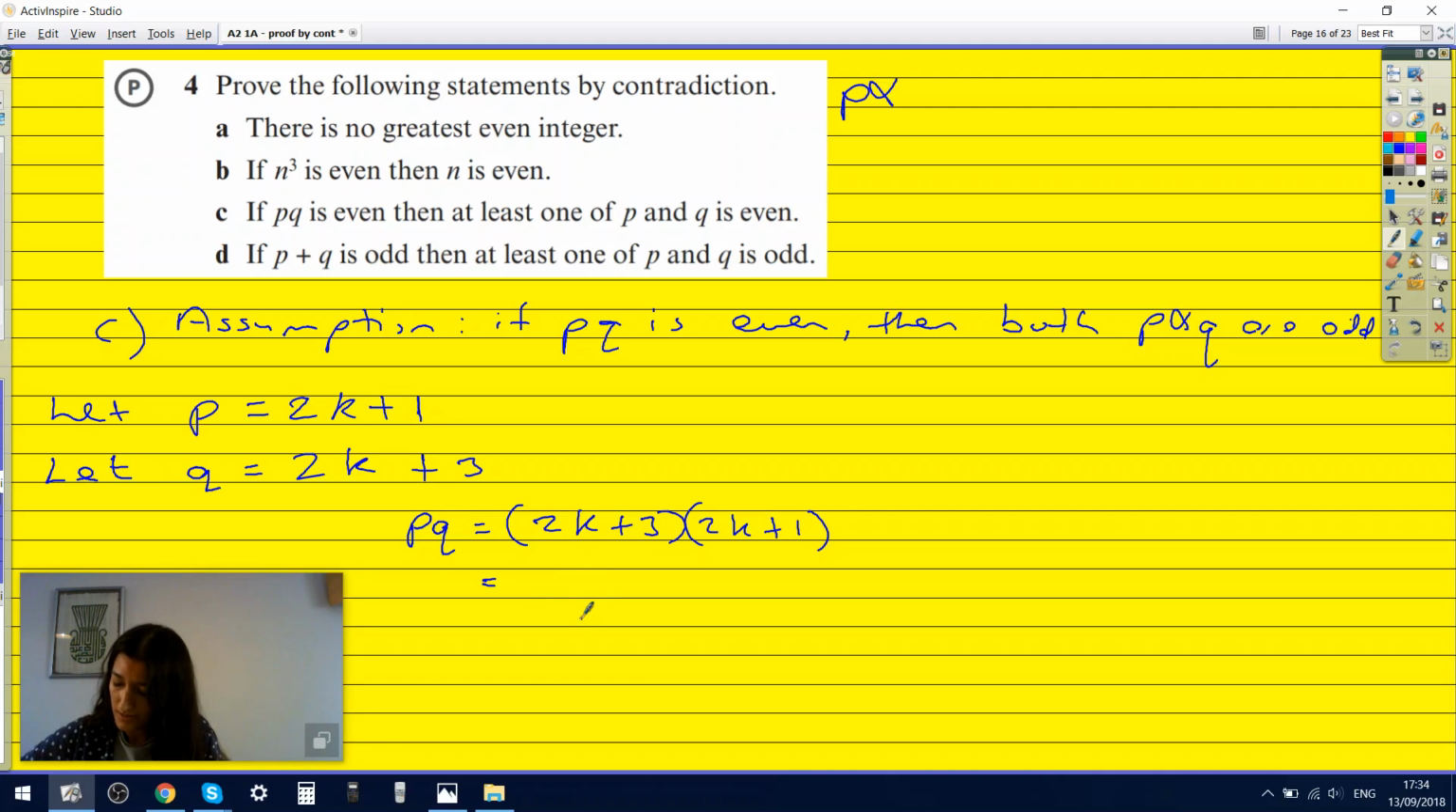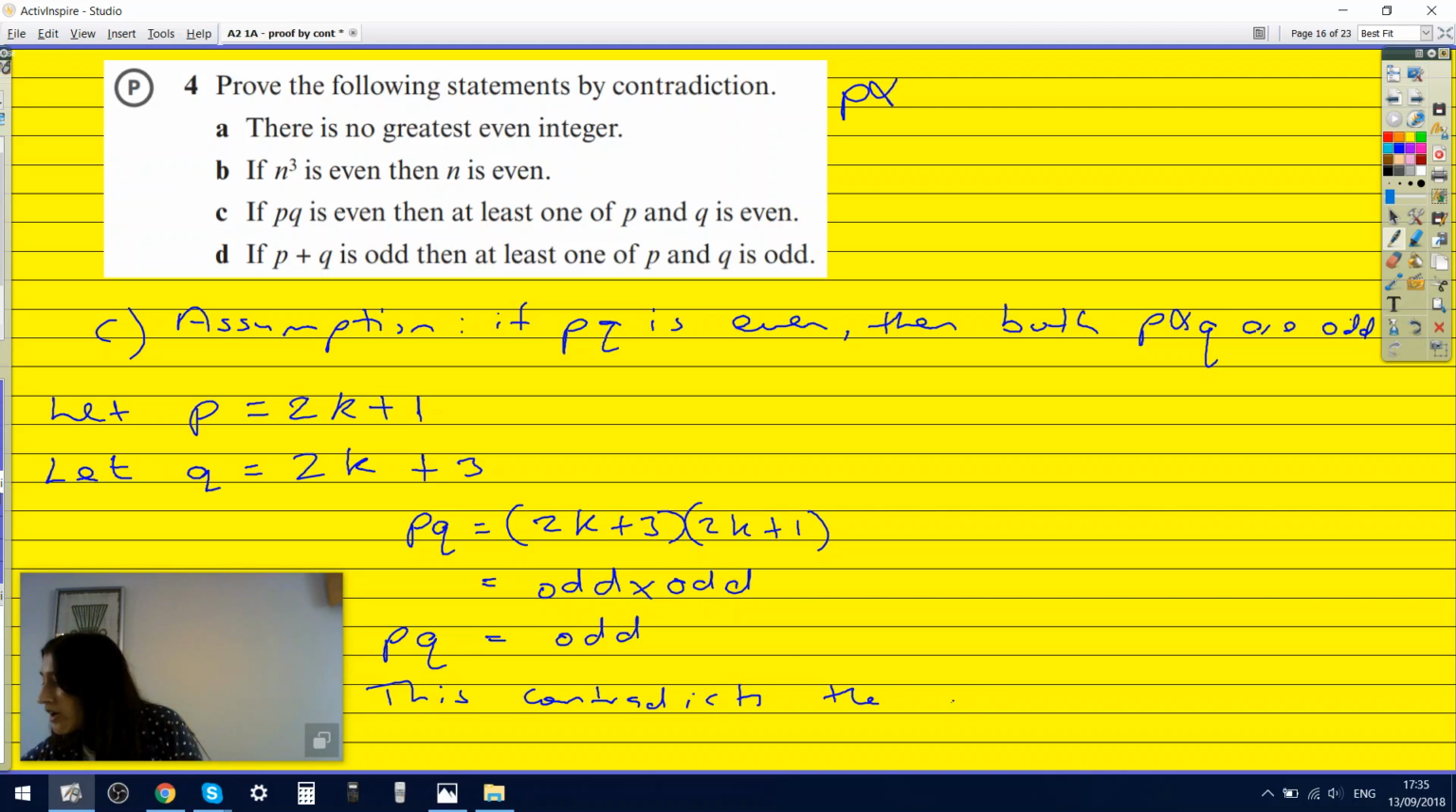Shall we just expand that first? I don't think we even really need to, do we? What is odd times odd? Odd. Yep. Equals odd. So that means PQ is odd? Yeah. Which is a contradiction. This contradicts the assumption. Therefore, if PQ is even, then at least one of P and Q is even. That's it. Any questions about that?